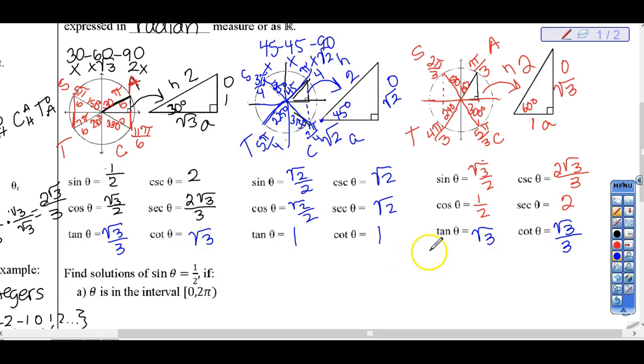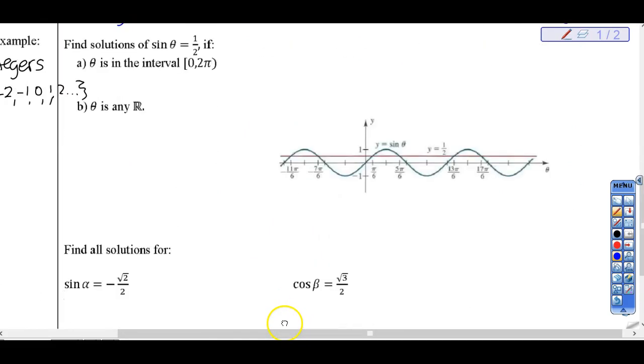Okay. So, like I said, if I were to say cosine of theta is negative square root of 2 over 2, that should make you think of a 45-degree angle, and you just want to know where is cosine negative, quadrant 2 and 3, like that. So let's do a couple practices.